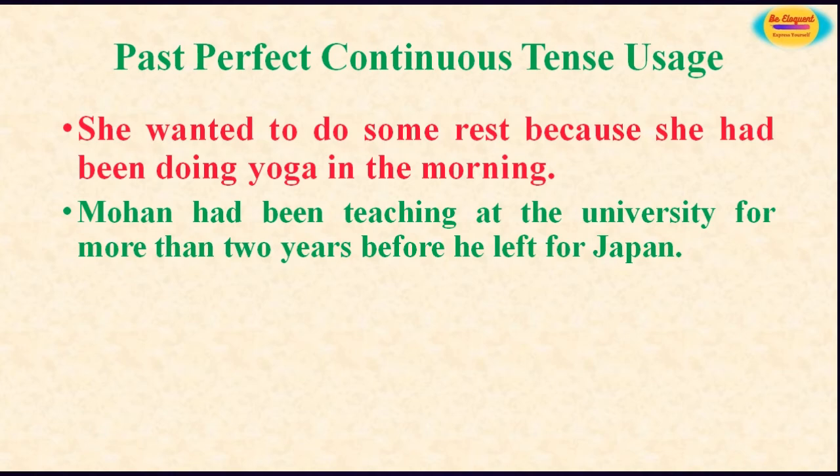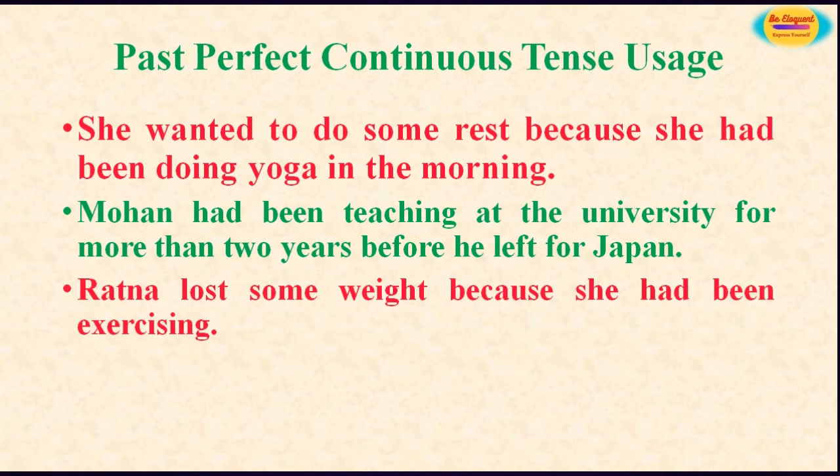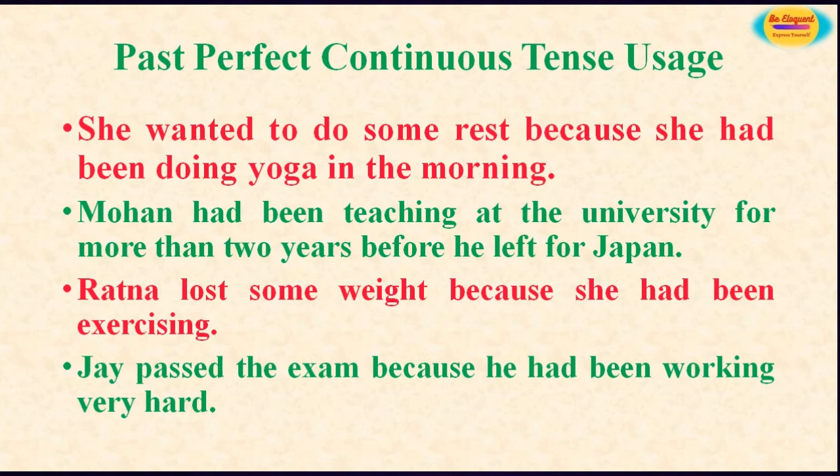Using the past perfect continuous before another action in the past is a good way to show cause and effect. Examples: Ratna lost some weight because she had been exercising. Jay passed the exam because he had been working very hard.